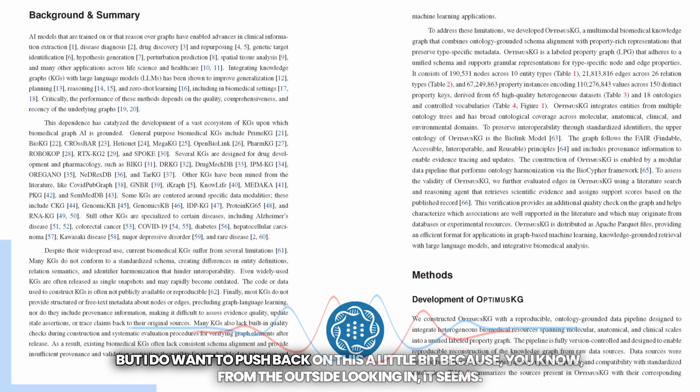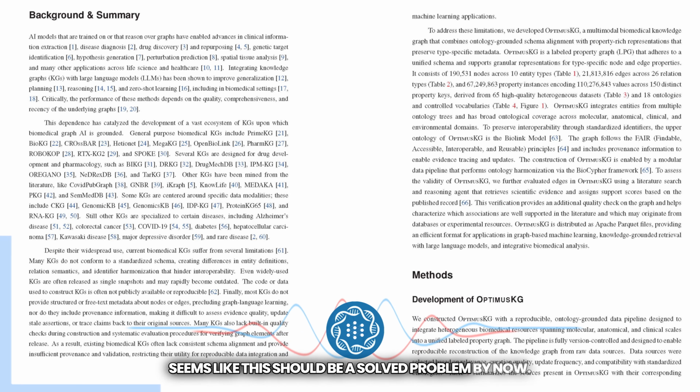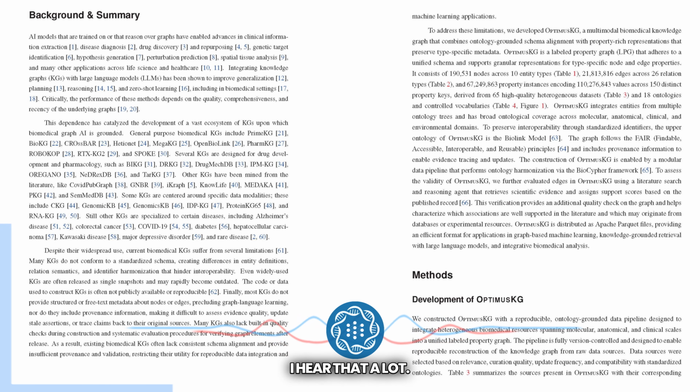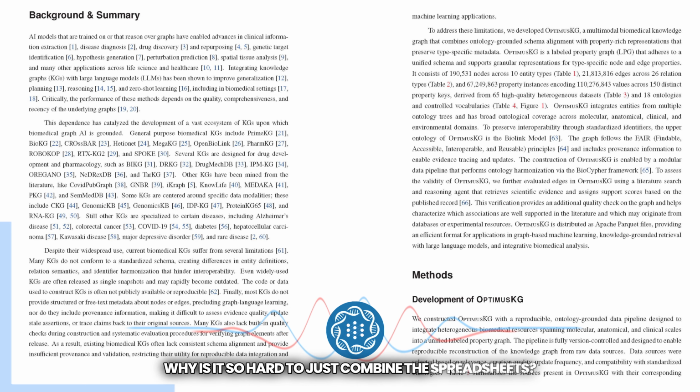But I do want to push back on this a little bit, because from the outside looking in, it seems like this should be a solved problem by now. Like, we have massive cloud computing power today. Why can't we just take all of this biomedical knowledge from these different labs and hospitals and dump it into one master spreadsheet? Why is it so hard to just combine the spreadsheets?